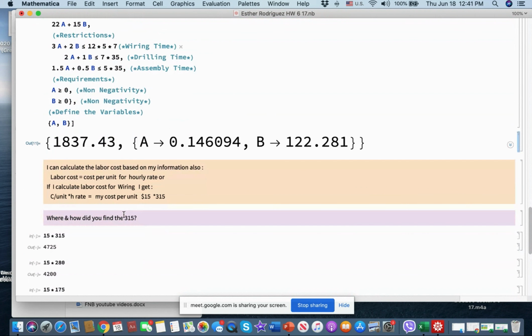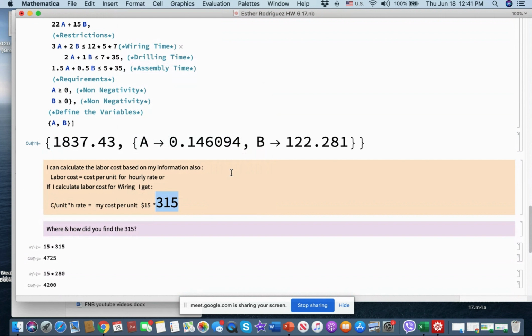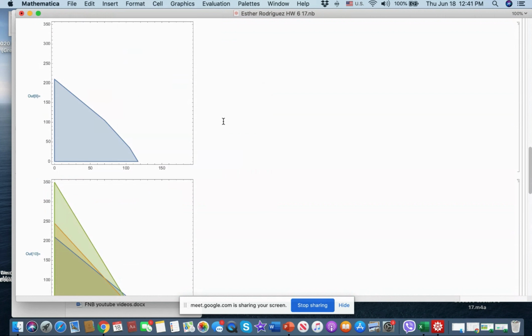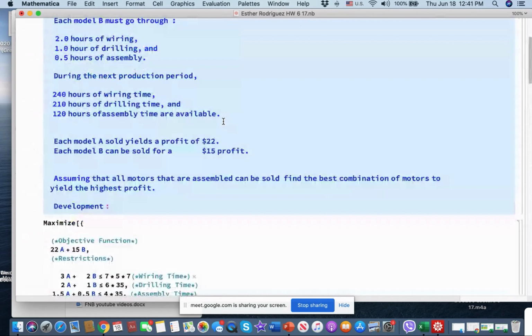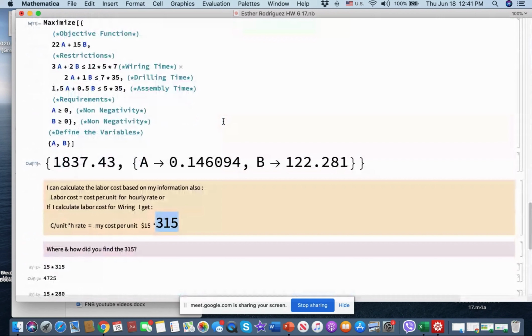And Esther wants to tell me, what is this 315 that we have here? And whenever you give me a number, I want a justification, how this number comes into your case. I just calculate the labor cost, taking the total hours, the restrictions that I had before, multiplying the 9 people, for example, from wiring, 9 people for 5 days, 7 hours. And I multiply it by 15, that I choose as my rate, 15 per hour. Good. It may be right, may be wrong, but I want to know how the numbers are coming up.